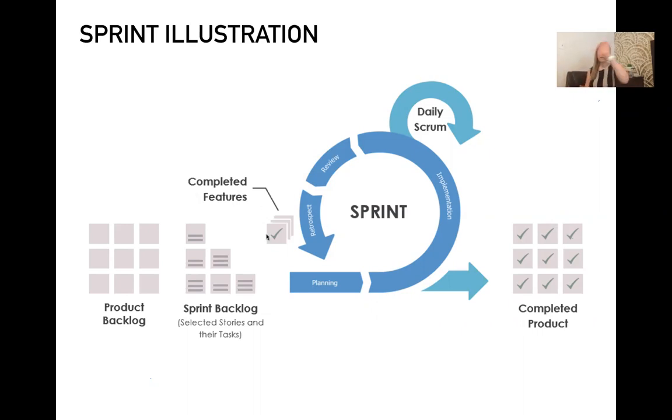Completed features, that's everything that should be completed at the end of the sprint. All of your stories that you have chosen to be in the sprint should be completed at the end, which should lead to a completed product. So at the end of the sprint, hopefully you have gotten all of your stories done and you are able to release something to your client or to your users that is going to be usable. It's going to add to the user's experience. It's going to complete the task that you set out to complete in the first place.